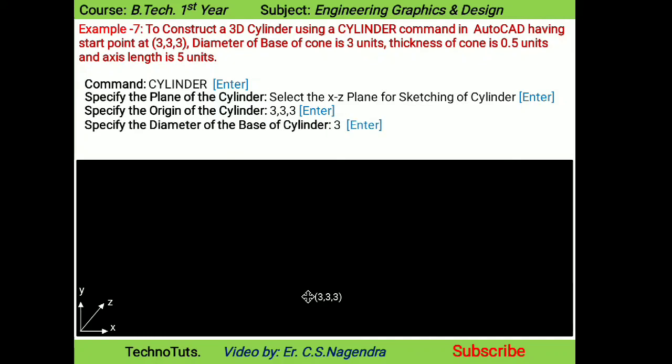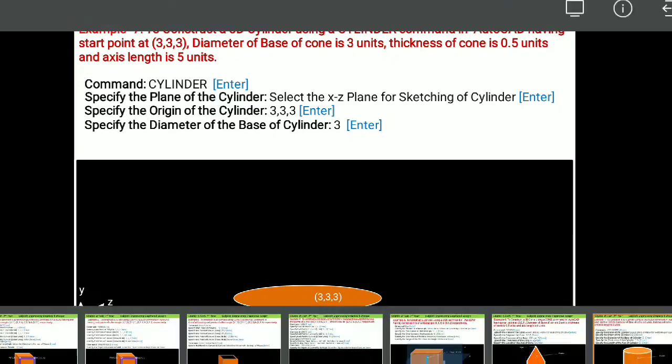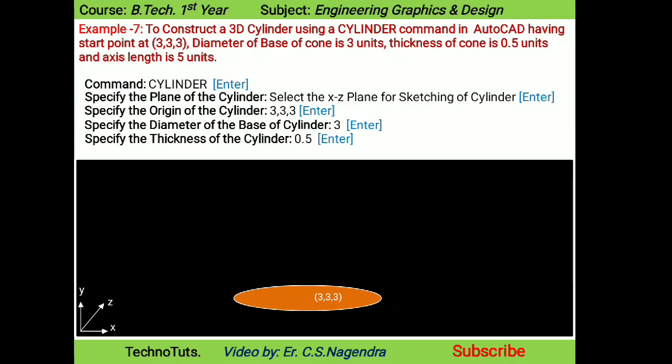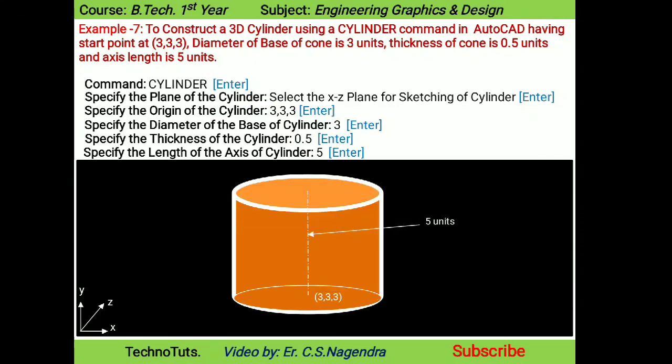Now the computer will ask you to specify the diameter of the base of the cylinder. Type 3 and press enter key. You will see a circle gets constructed in the XZ plane with starting point 3, 3 and diameter 3 units. And now the computer will ask you to specify the thickness of the cylinder. Type 0.5 and press enter key. After that, the computer will ask you to specify the length of the axis of the cylinder. Axis is given 5 units, so just type the value of the axis, that is 5, and press enter key. You will see a cylinder gets constructed in 3D view having diameter of base 3 units, thickness 0.5 units, and length of axis 5 units.